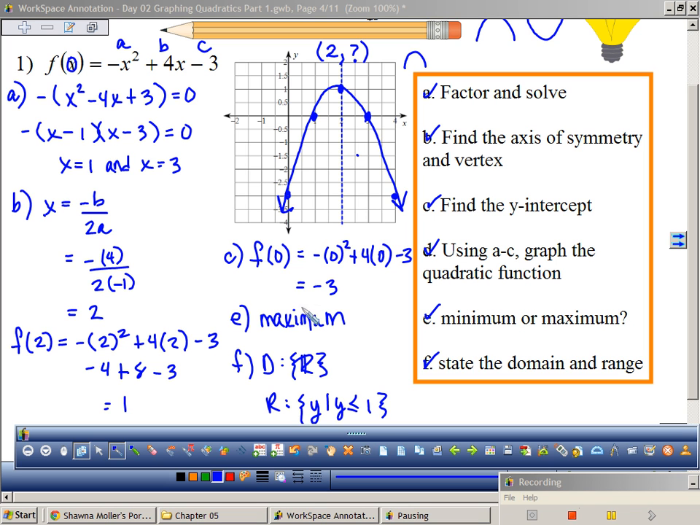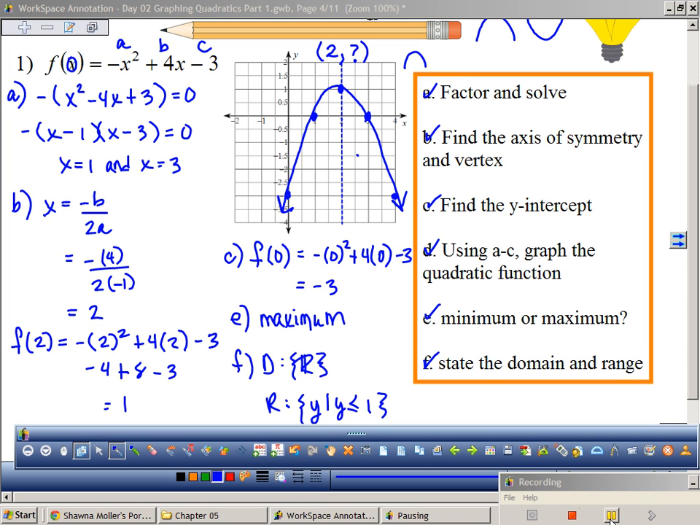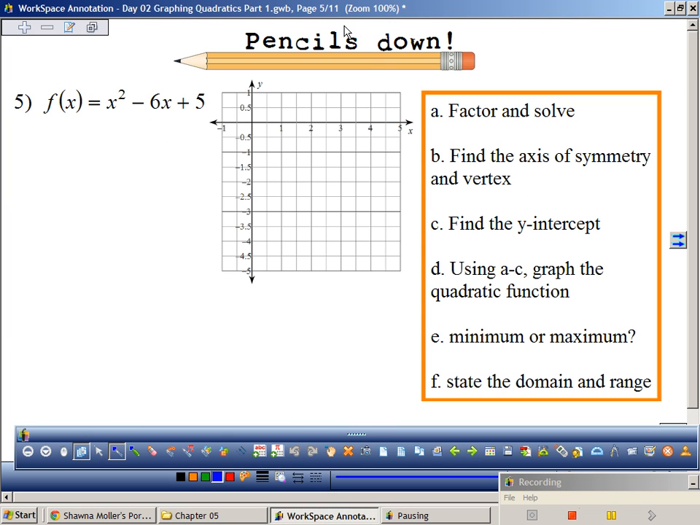I'm going to give you your homework, and this is number 1 on your homework. Okay? So I just did number 1. Then we're going to do number 5 together, and we're going to do number 4 together, and then you're going to be able to just keep going and doing it on your own. Okay? All right, so let's do number 5 together.